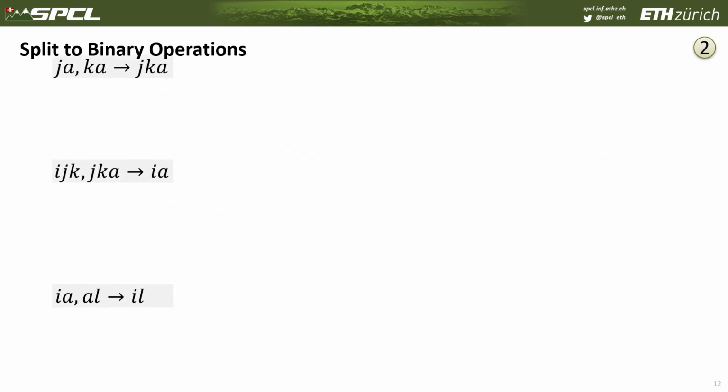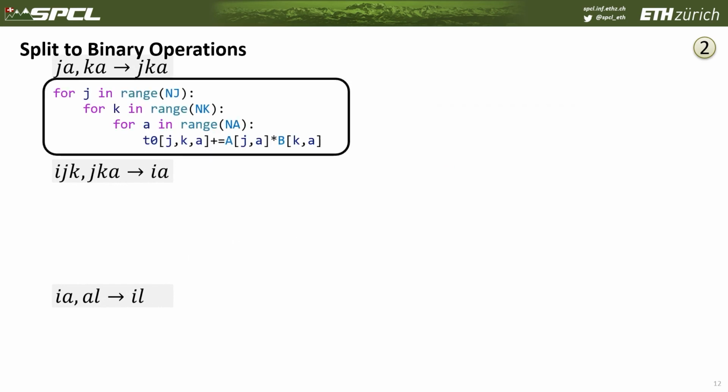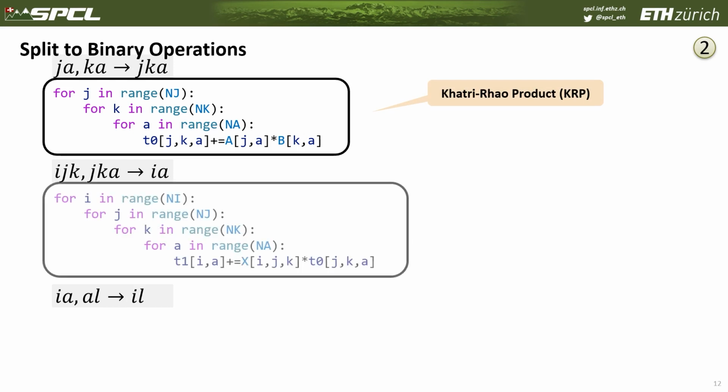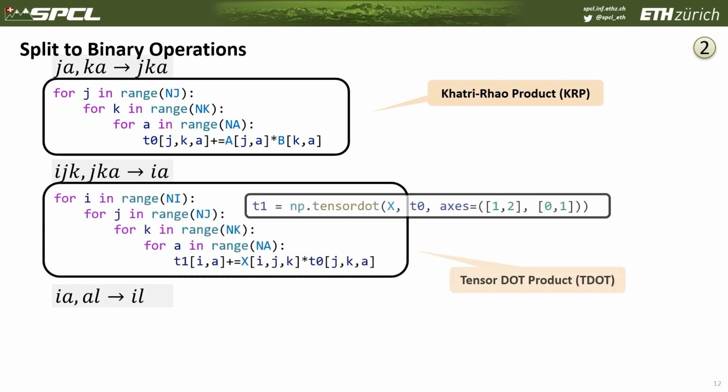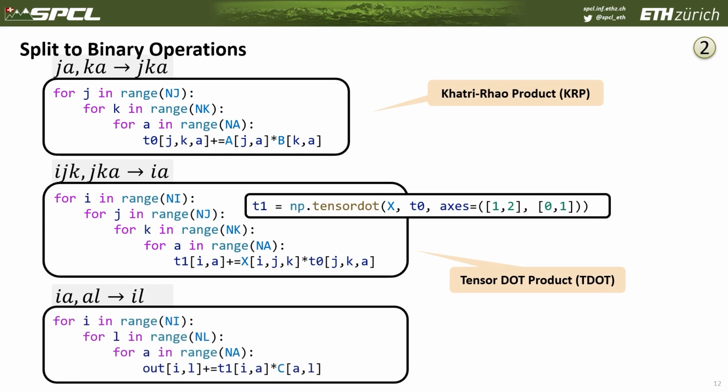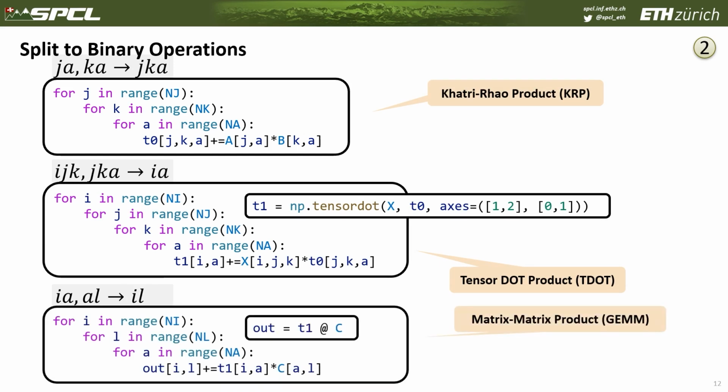The 3 binary operations that our program has been split into are the following. The first one is a Khatri-Rao product, a special case of an outer product. The second one is a tensor dot product, and the last one is a matrix multiplication.